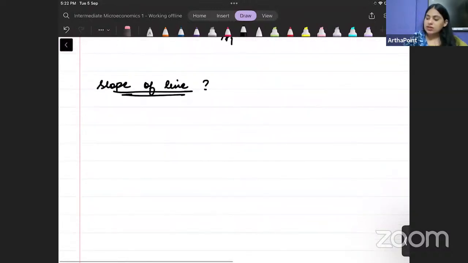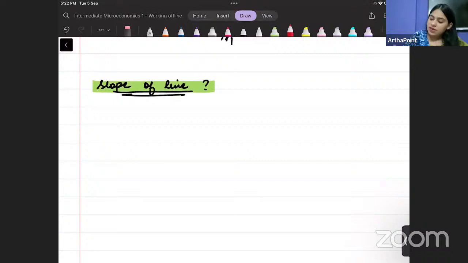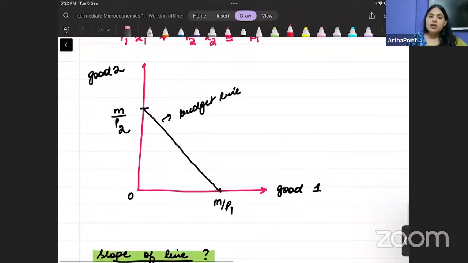देखो, maths में समझते हैं. There are many ways to calculate the slope. The first way that I have to calculate the slope in maths is to find out the change in the vertical axis, change in y divided by change in x. ठीक है जी.